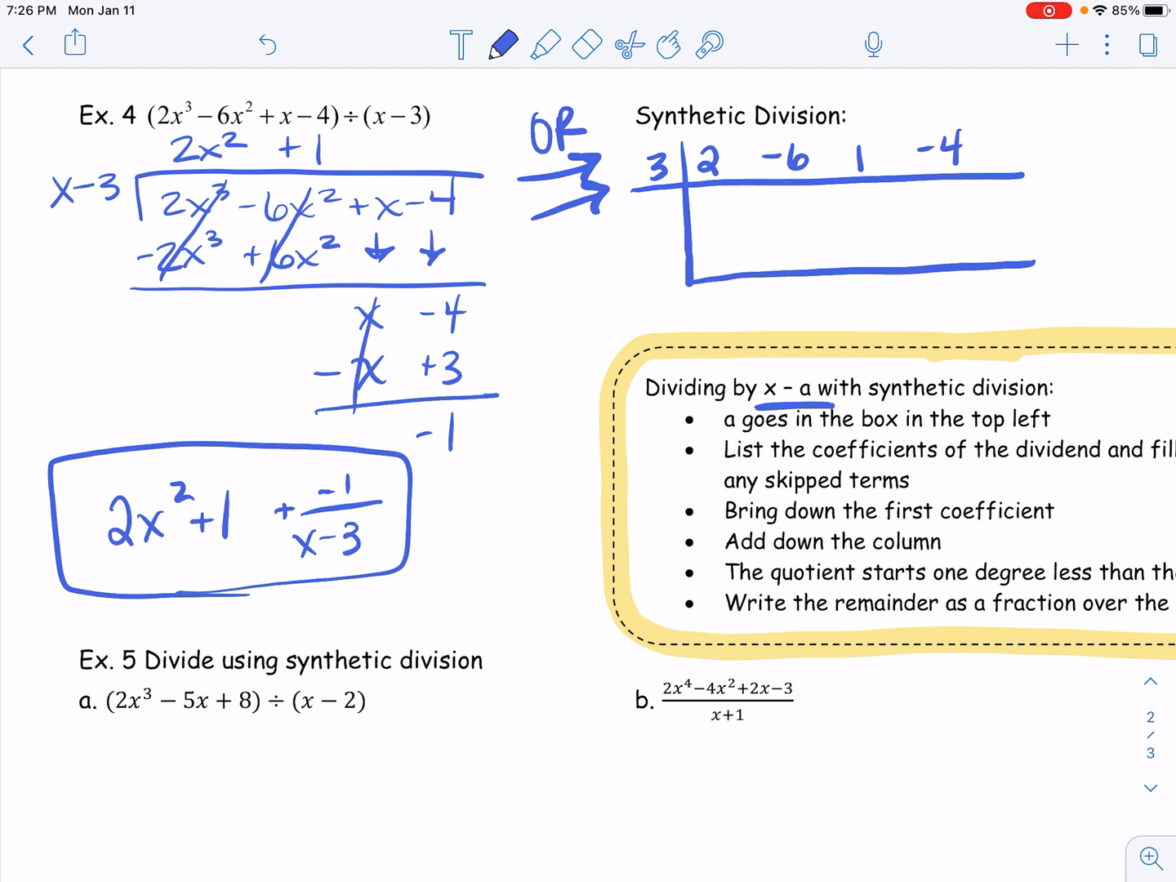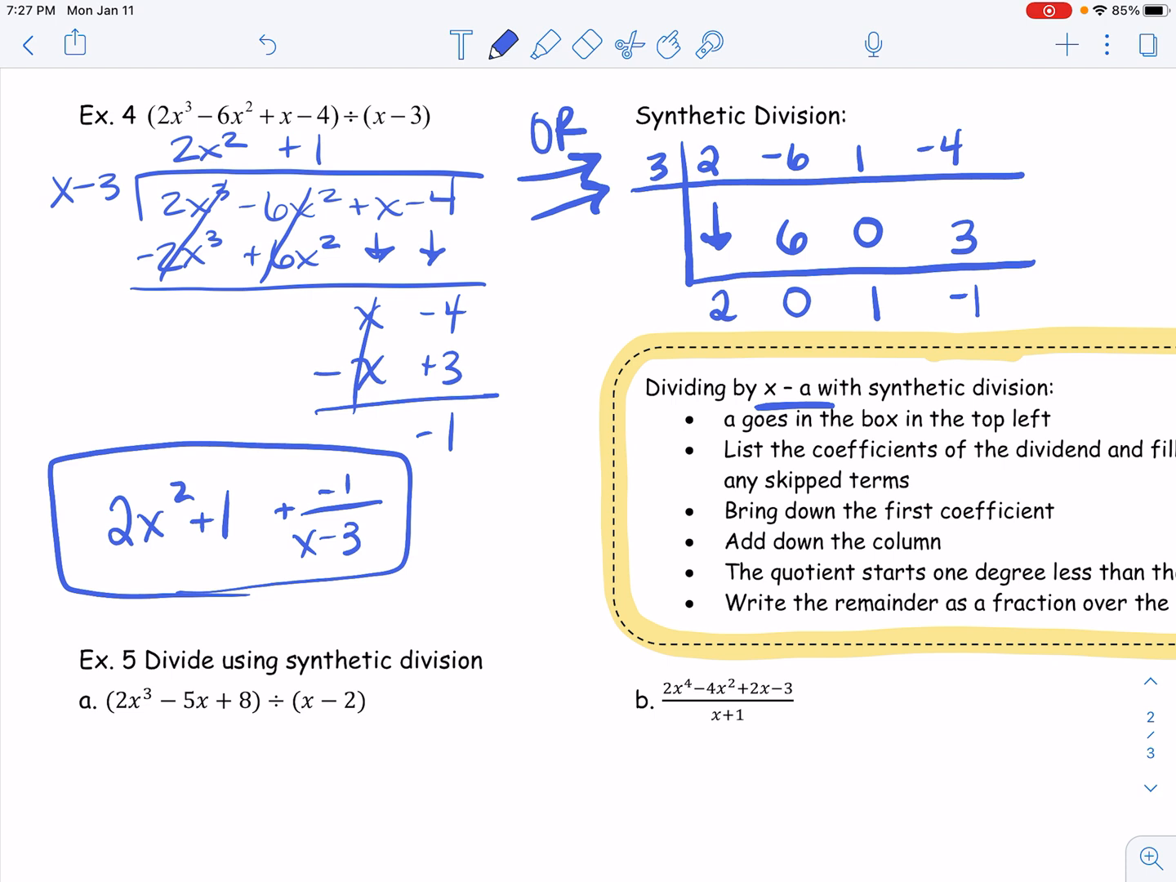Bring down the first coefficient. Boom. So 2. Okay, I'm going to multiply now. Just like I was multiplying over here with long division, 2 times 3 is 6. Add down the column. Negative 6 plus 6 is 0. Multiply. 0 times 3 is 0. Add down the column. 1 plus 0 is 1. Multiply. 1 times 3 is 3. Add down the column. Negative 4 plus 3 is negative 1.